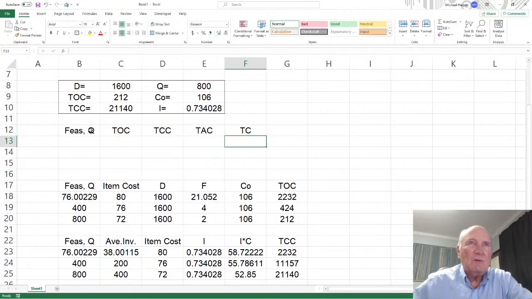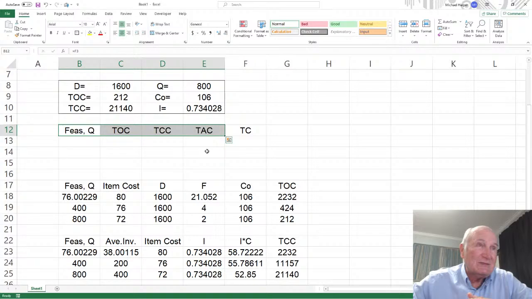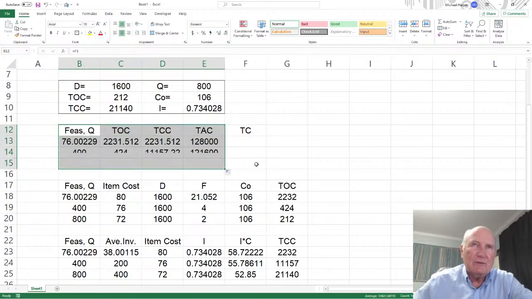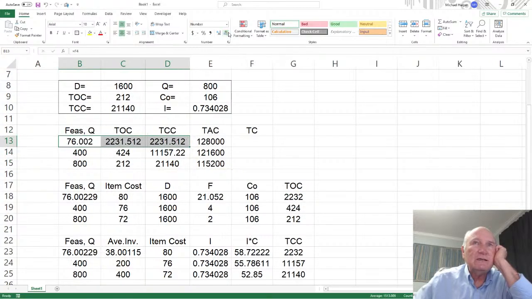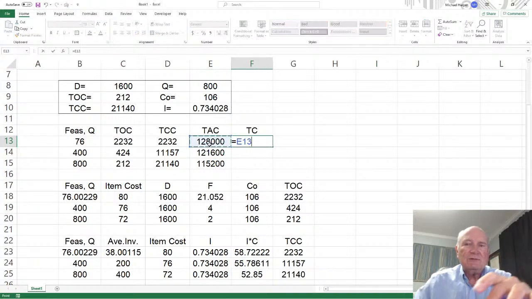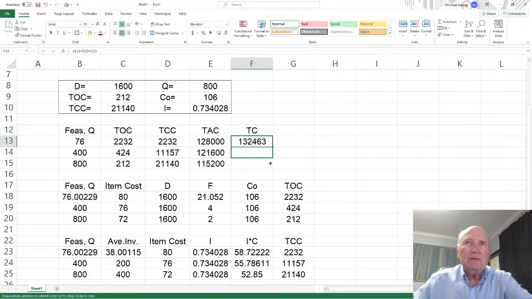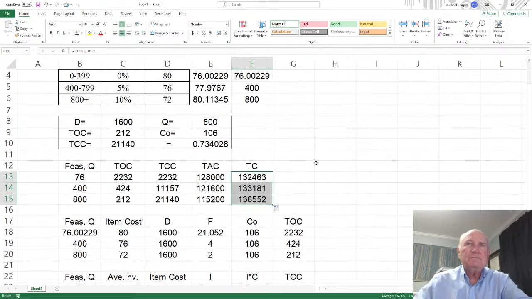Just bring them all together. Notice what I'm doing here. It's kind of like a dashboard, but I'm not going to worry about that now. Maybe in other courses we'll look at dashboards. Bring this down to make it all dollars. There it is. And now this will equal the acquisition cost plus this, and there it is.